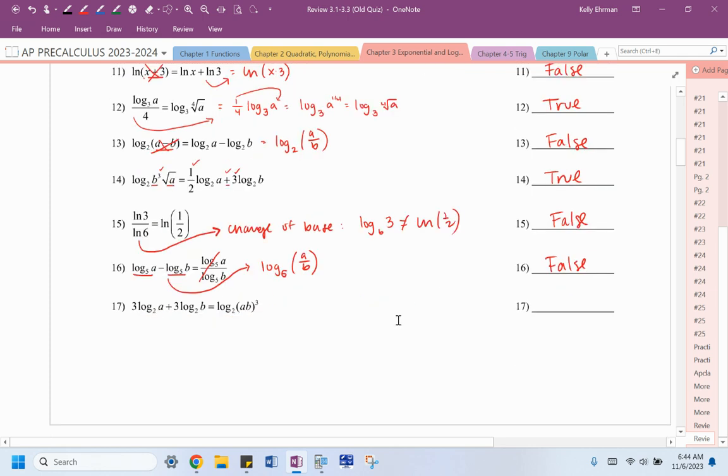And let's see, this one, I'm looking at the left side and saying, well, this could be A cubed. And this could be B cubed.